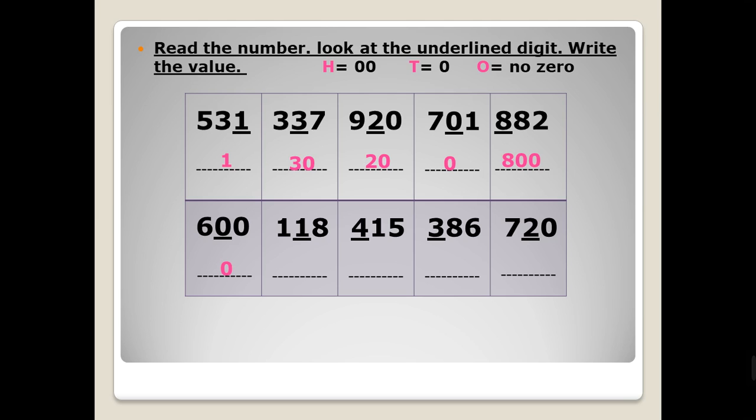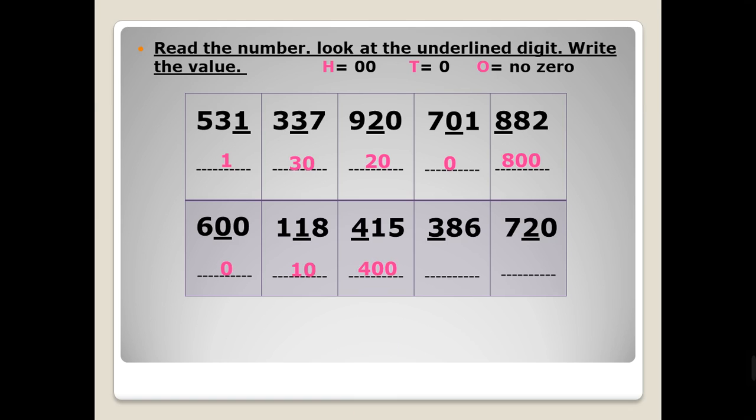Then 118, the underlined digit is 1. 1 is in the tens place, so I will put a 0 in front of... after the 1. The value of 1 in number 118 is 10. 415, the underlined digit is 4. So, can you tell me the value of number 4? Yes, excellent, 400.